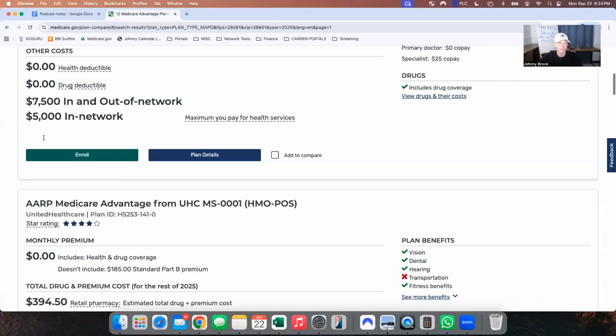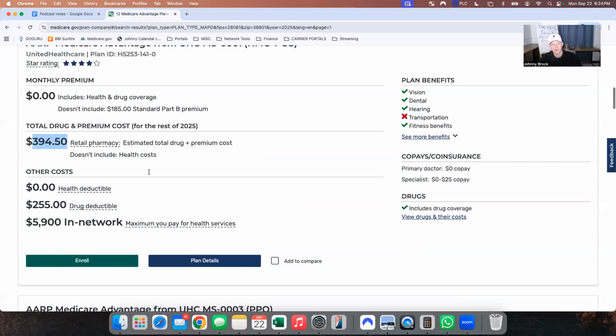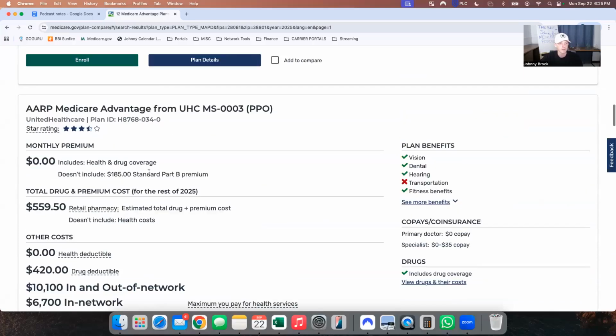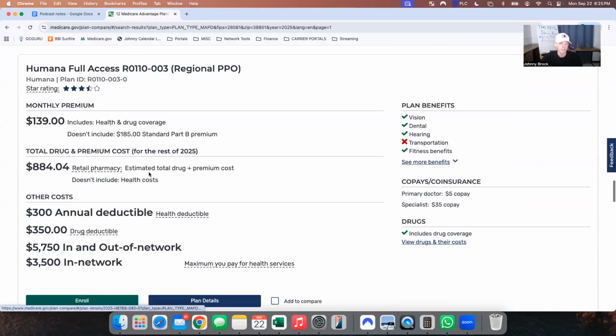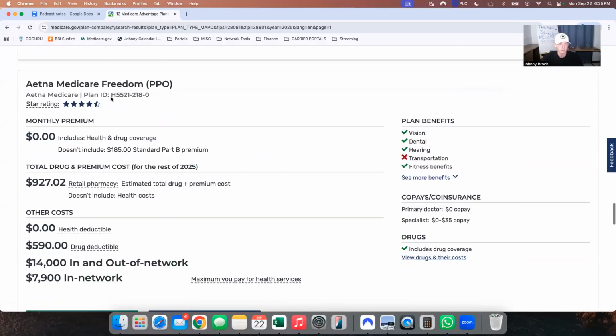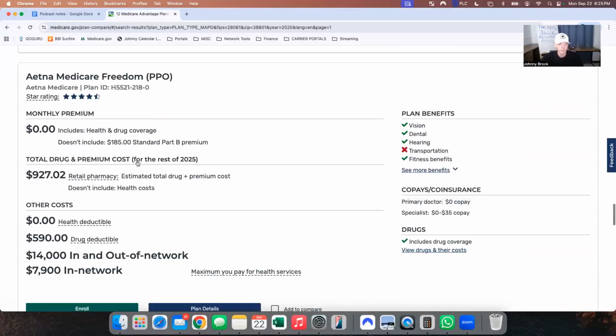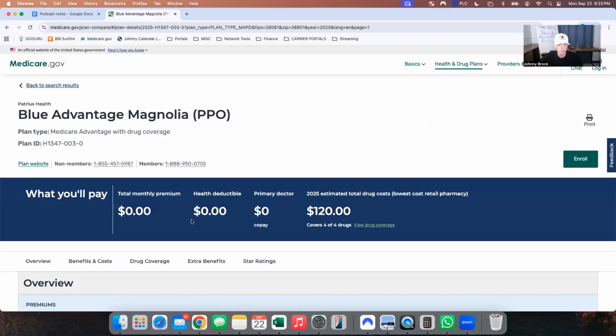Then you have United Healthcare, which says it's $400 roughly for the rest of the year. That would put it at like $1,200 for the whole year. Hope that's making sense for you now. So with this medication, Trelegy, that's the one that's jacking it up, because if you take Trelegy off, it's going to be very, very low cost. You would look at the plan that has the lowest cost, and you'd go to it and check it out.